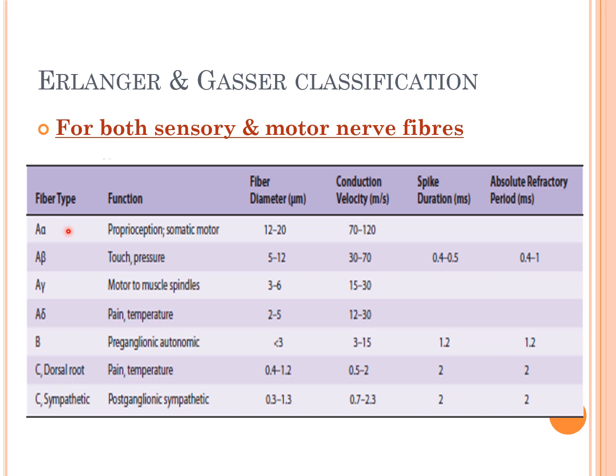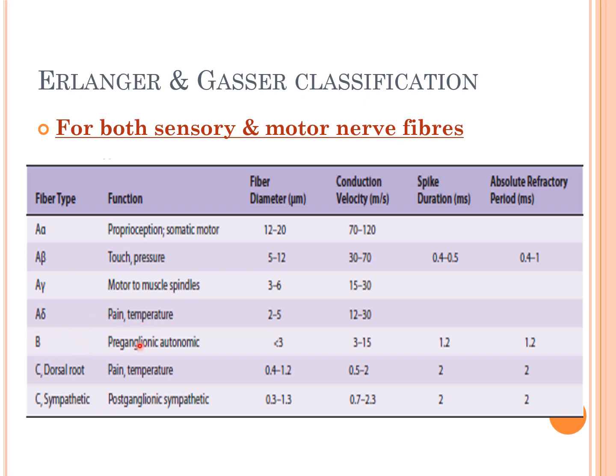A alpha combines both motor and sensory. The motor is the alpha motor neurons to the muscle fibers, that is the extrafusal fibers of the muscle spindle, and the sensory function is proprioception. A beta is touch and pressure, which is purely sensory. So this is type 2 in numerical classification. A gamma is purely motor, which supplies the intrafusal fibers of the muscle spindle. And A delta is again purely sensory, carrying pain and temperature. A delta carries sharp pain or fast pain.